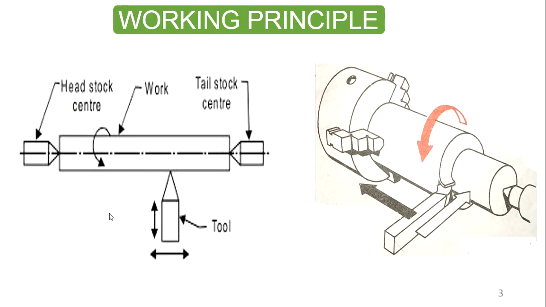Now when there is contact between the tool and the workpiece, the material is removed in the form of chips. The unwanted material is removed from the workpiece in the form of chips. So this is how the lathe machine works. The rotary motion is provided to the workpiece and the tool is given the feed motion. So there is a relative motion between the tool and the workpiece, and due to the contact between the tool and workpiece, material is removed in the form of chips.